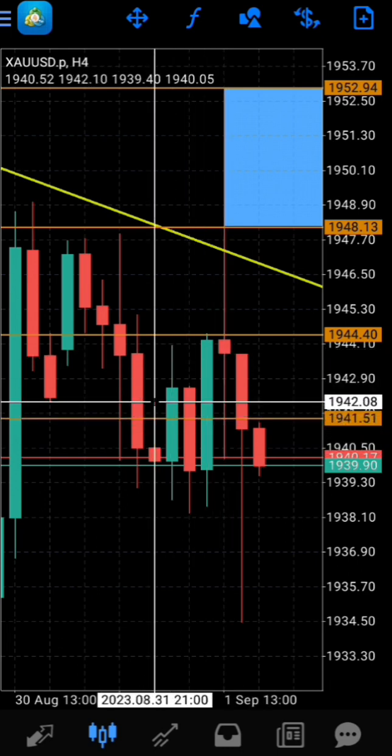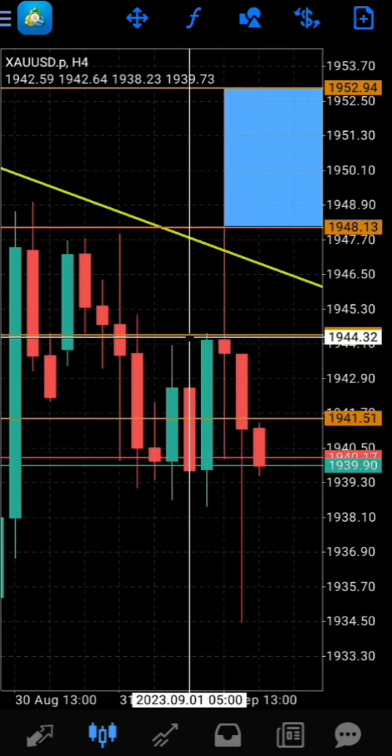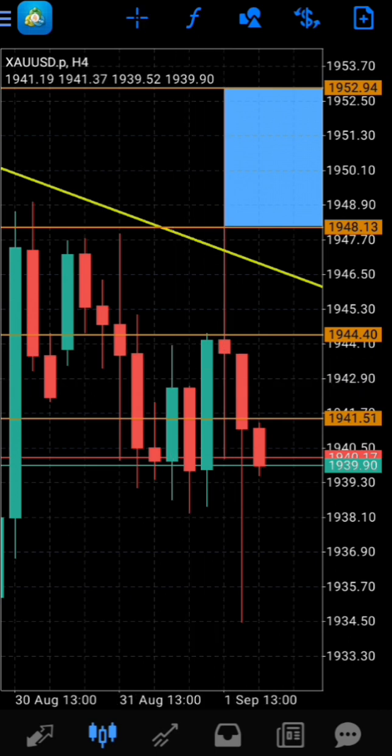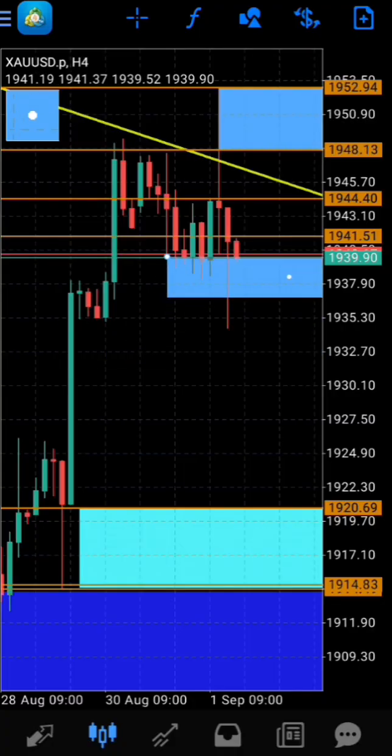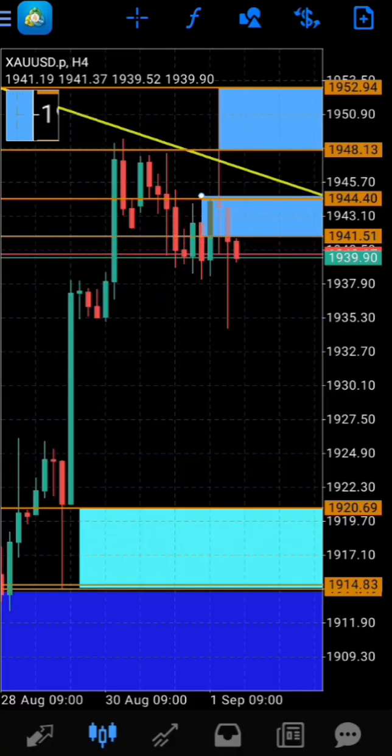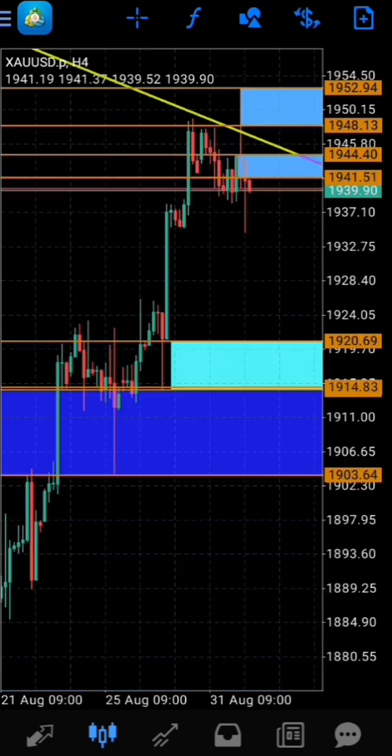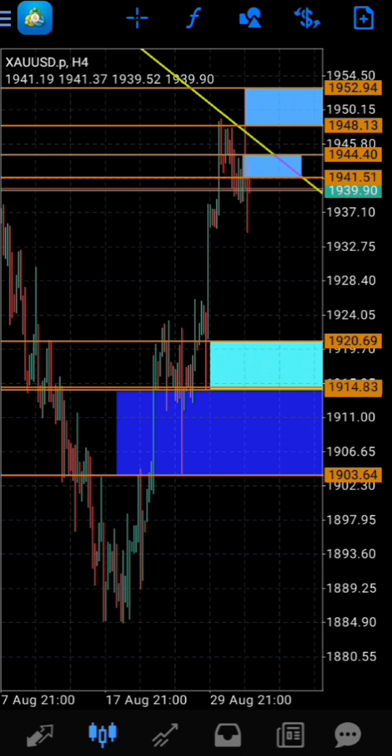Okay, the zone is about exactly the same as the zone that we find in M5. So this is a good zone that we can use to sell. Just mark the zone with light blue. Okay, done. Very simple. Okay, that's it.